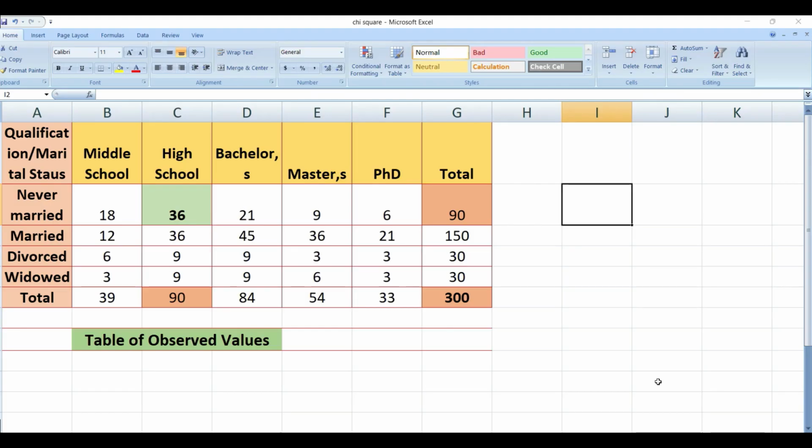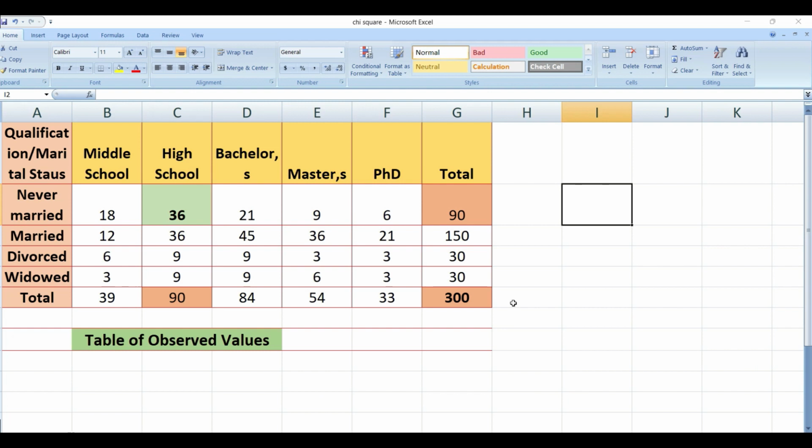Now you can see the spreadsheet here in which there is one table. Okay, now how to start here? First of all, we will look at the observed values. Values which are observed are given in this table. In this table you can see these are all values, and here are the row totals, and here you can see the column totals, and 300 is the grand total, meaning 300 are the total values here.